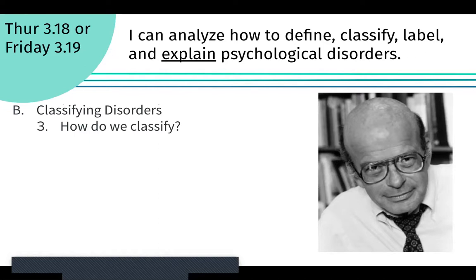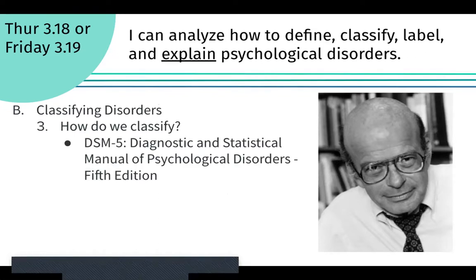Now, when we look at how we classify and put these disorders together, we have what's called the DSM-5, which is the Diagnostic and Statistical Manual of Psychological Disorders, 5th edition. And we will be looking at samples from the DSM-5. I do have a copy of it.